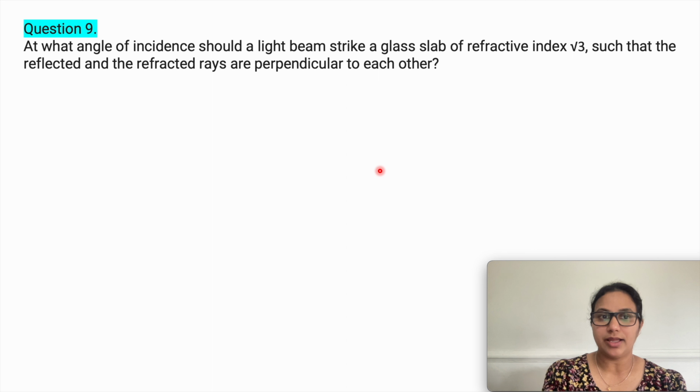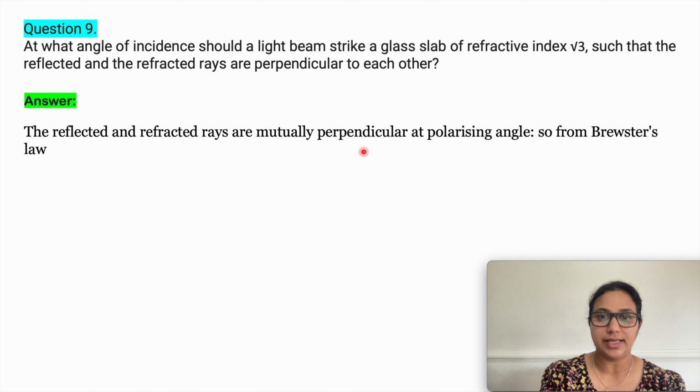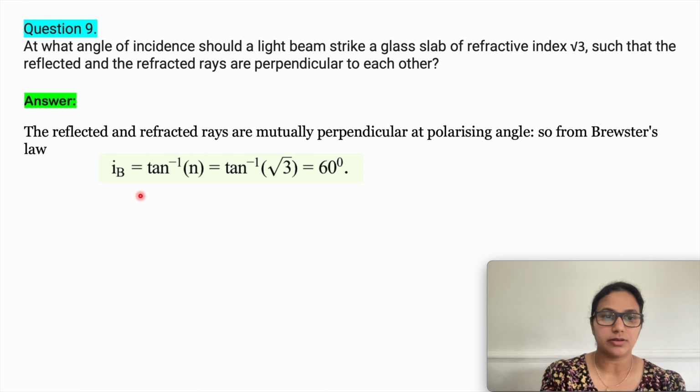Next, at what angle of incidence should a light beam strike a glass slab of refractive index √3 such that the reflected and refracted rays are perpendicular to each other? The refracted and reflected rays are perpendicular to each other at the polarizing angle. So from Brewster's law, we have i_B is equal to tan inverse of n, or tan inverse of √3. When you substitute the values, you get it as 60 degrees.